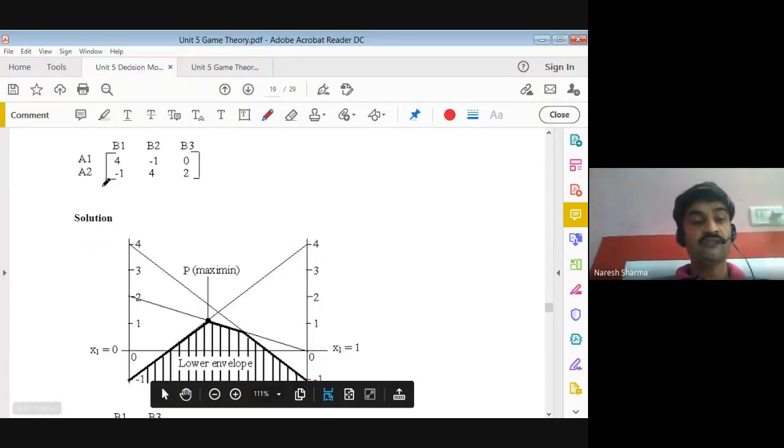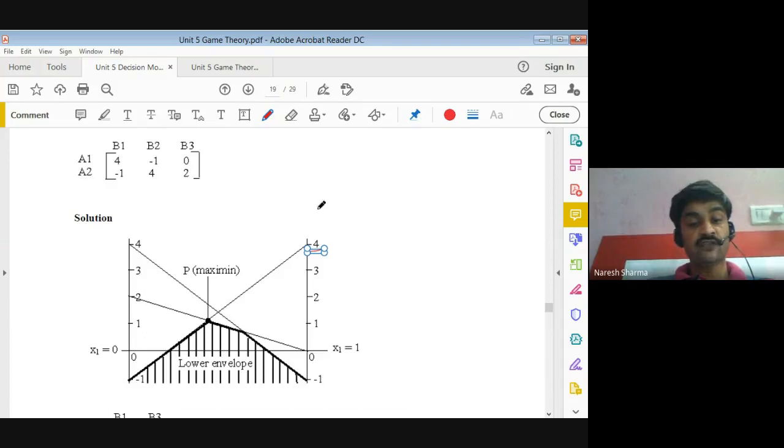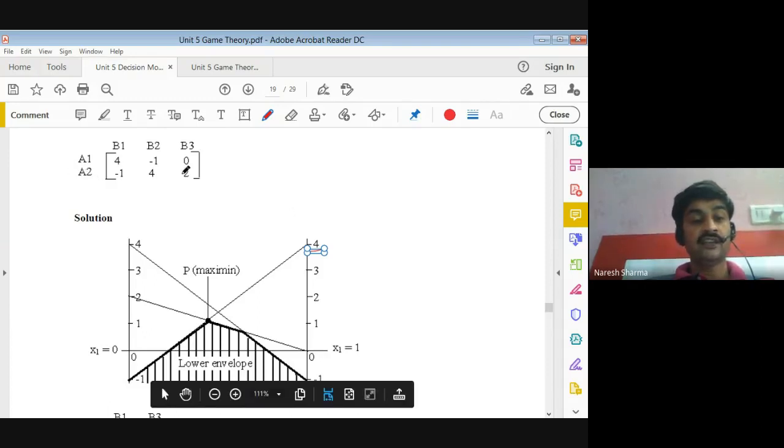Now your first point is 4, minus 1. We write 4 on your first row, points will lie on x equal to 1, and second row points we can write on x equal to 0. You may write x or x1, that is the same thing, it doesn't matter. So it is 4 and minus 1, we can join these 2 points.